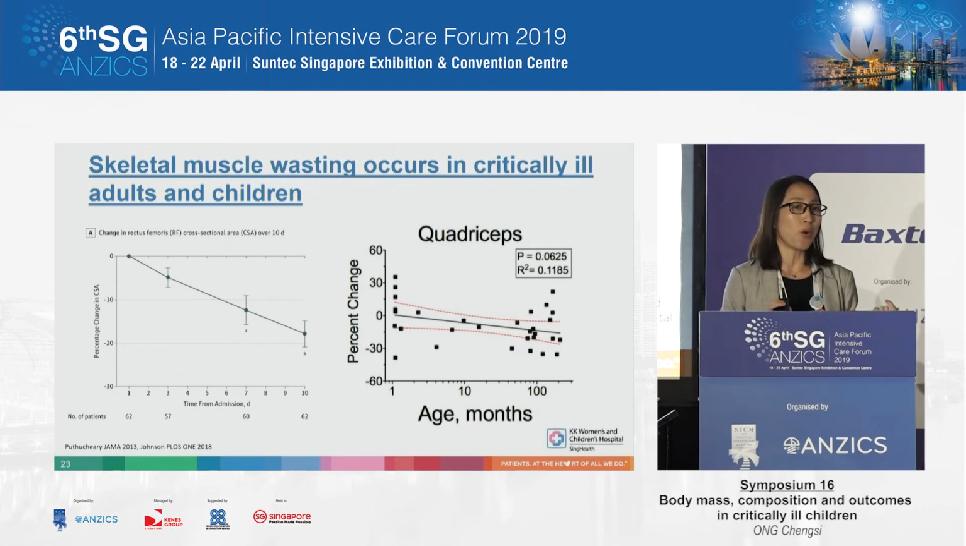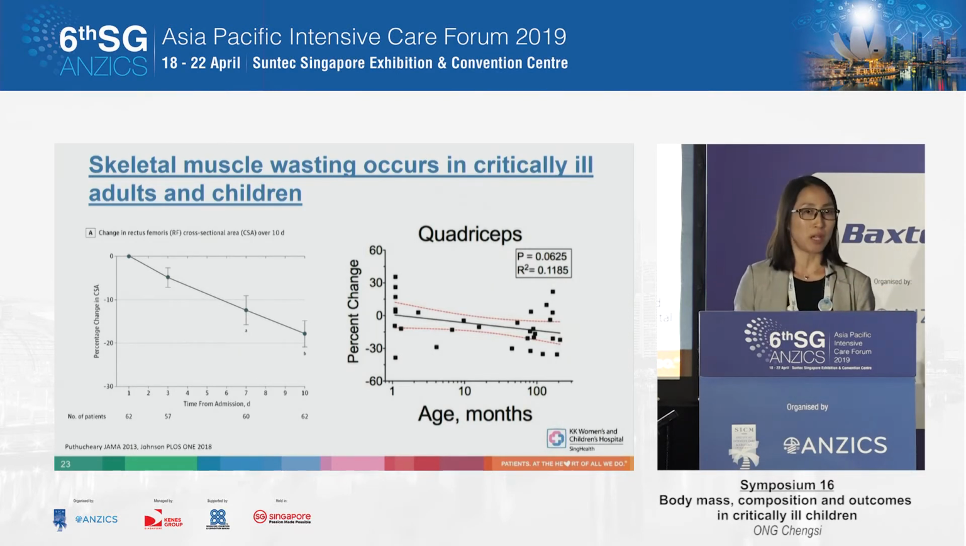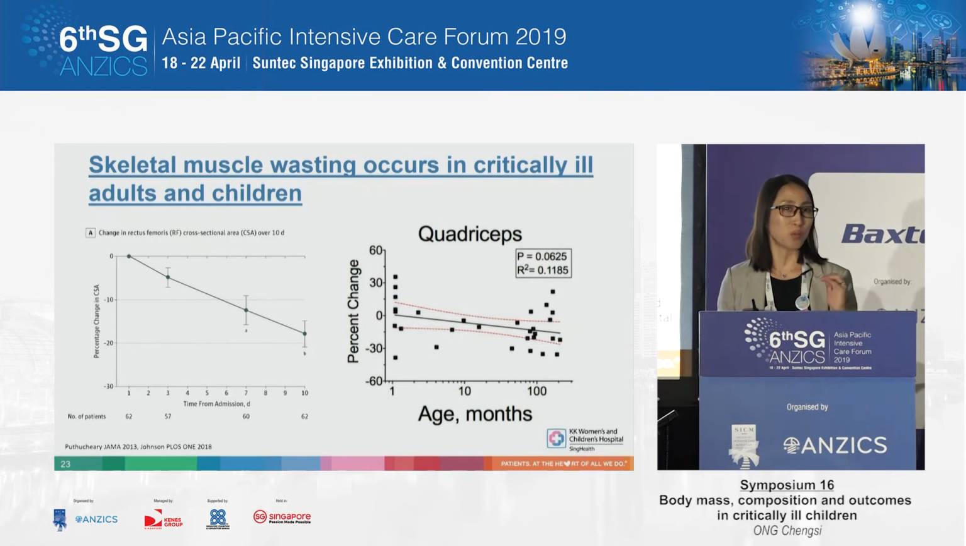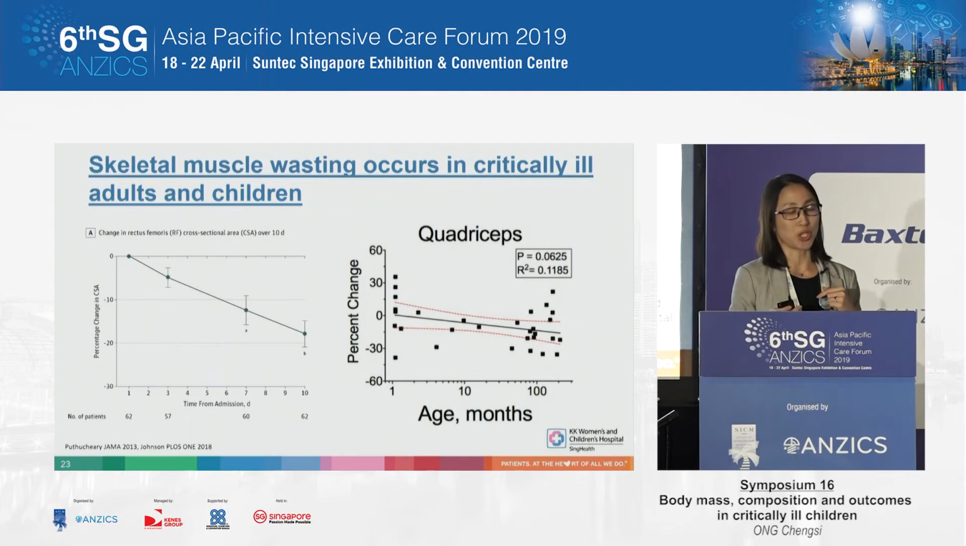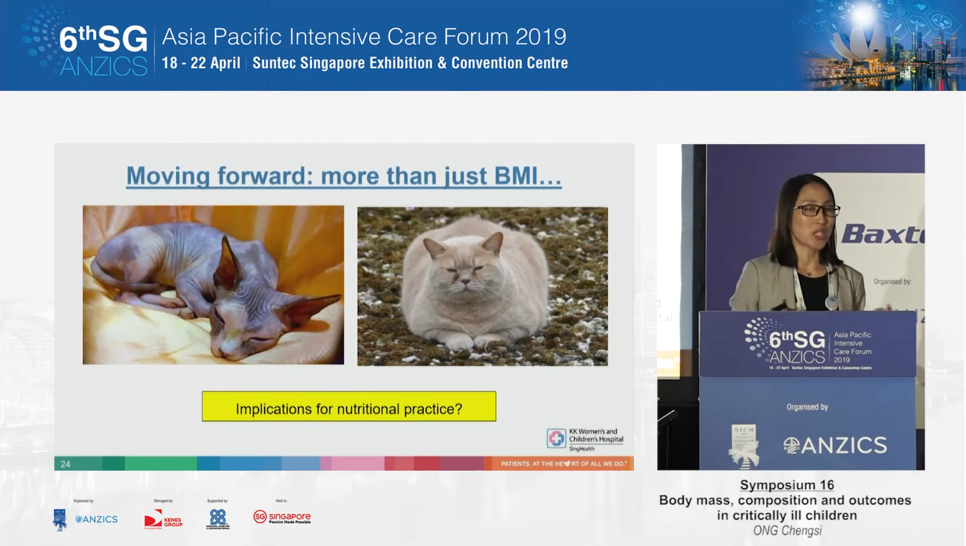And you can see that overall, in the first 7 days of ICU stay, there's a decrease in the quadriceps muscle area. And this seems to increase with age. So the older you are, the more loss you experience. So I think that brings me back to BMI alone and how BMI cannot tell us this picture, right? So talking about all this, I think the question is really what do we do then with nutrition and what's the implication of these on nutritional practice?